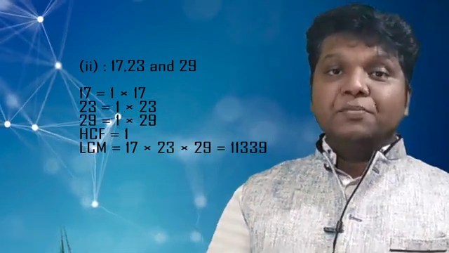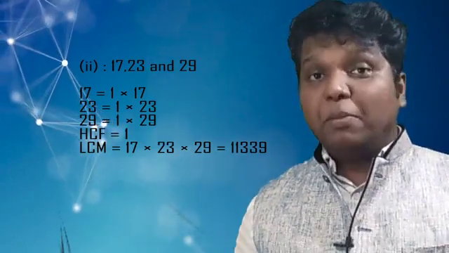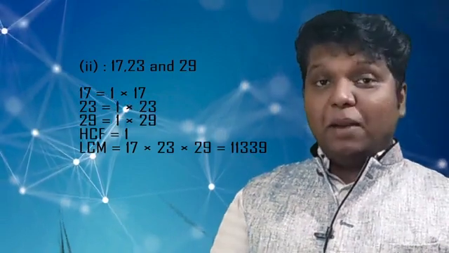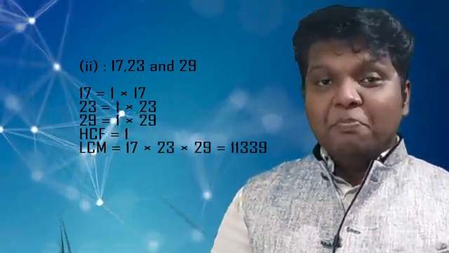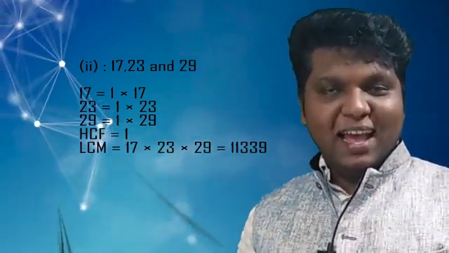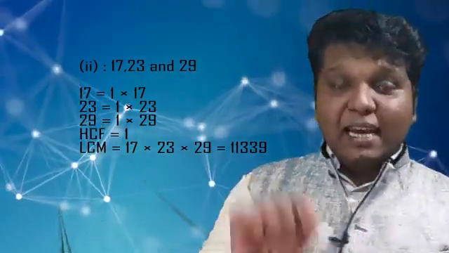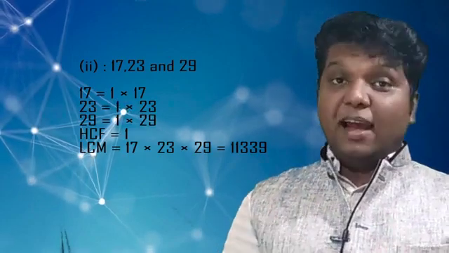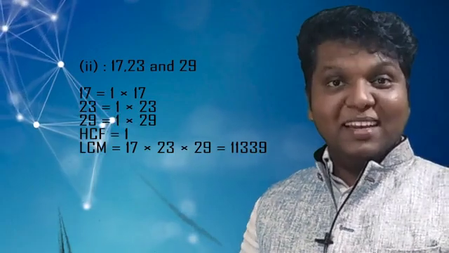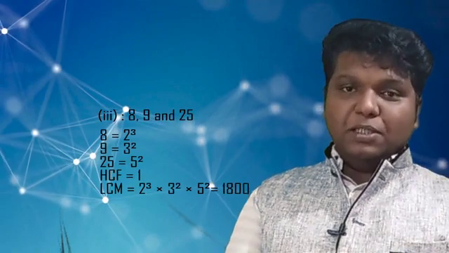You got the HCF, right? Now, what about LCM? You have to multiply all the prime numbers having the highest power. Here, what are the prime numbers? Leave that 1 aside. Other than 1, what are there? 17, 23 and 29. Multiplying 17, 23 and 29, taking the product, what is the product? 11,339. You got it. So that's your LCM.